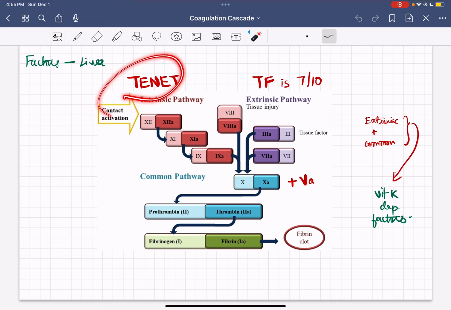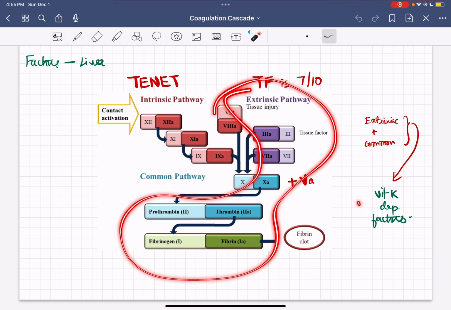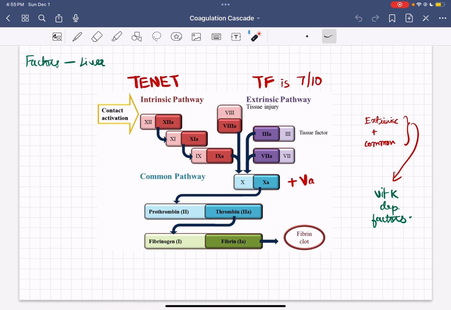Okay, so remember TENET and tissue factor is 7 out of 10. And remember the common pathway, prothrombin is 2 and fibrinogen is 1, and they get activated into 2A and 1A. Now also another fact to remember here is that the extrinsic pathway and the common pathway are dependent on vitamin K. So now you can relate, when there is vitamin K deficiency or toxicity or something like that, to which factors in the coagulation cascade are going to be affected first. That is going to be your extrinsic pathway and the common pathway, because they are dependent on vitamin K.